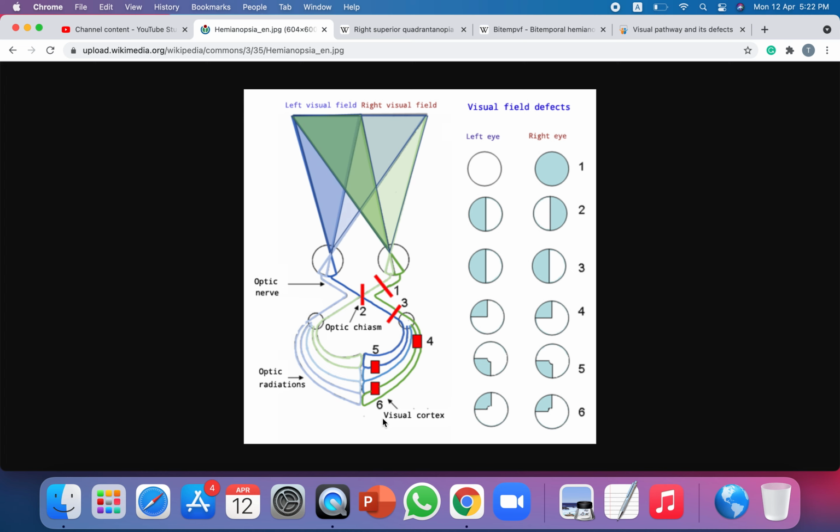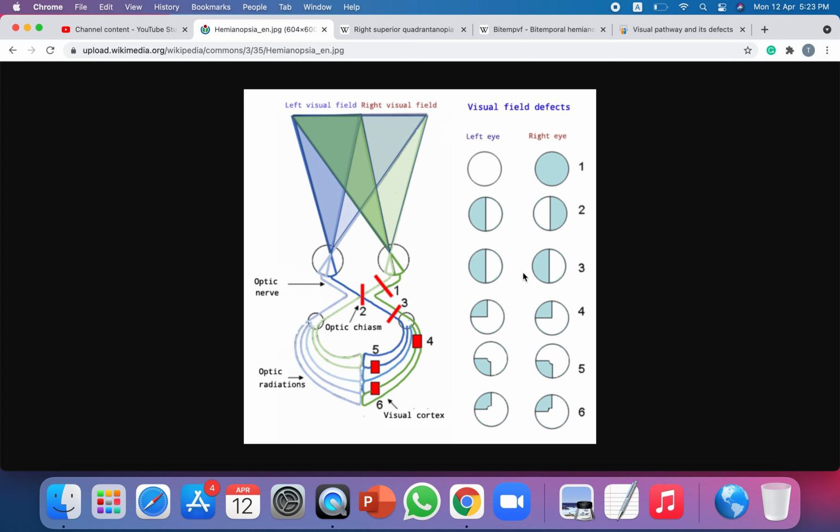Now what happens when the occipital lobe is injured? When the full occipital lobe is injured, there will be features like homonymous hemianopia, because the whole of the right sided fibers are coming into the occipital lobe visual field. So there will be homonymous hemianopia with macular sparing. Macula is the central part of the visual field, and that space will be intact, so the patient can see in the central part. So this is called macular sparing.